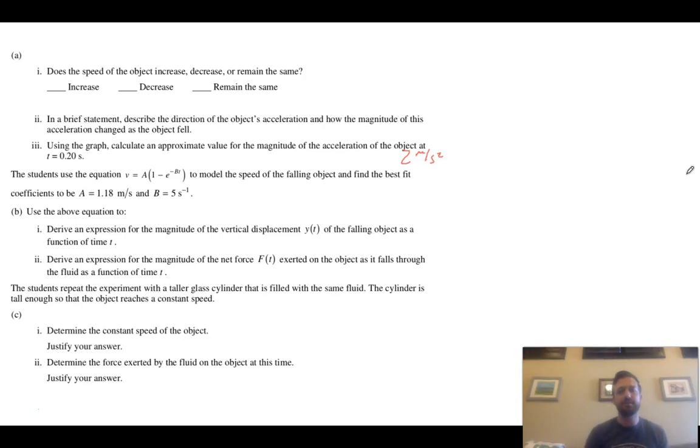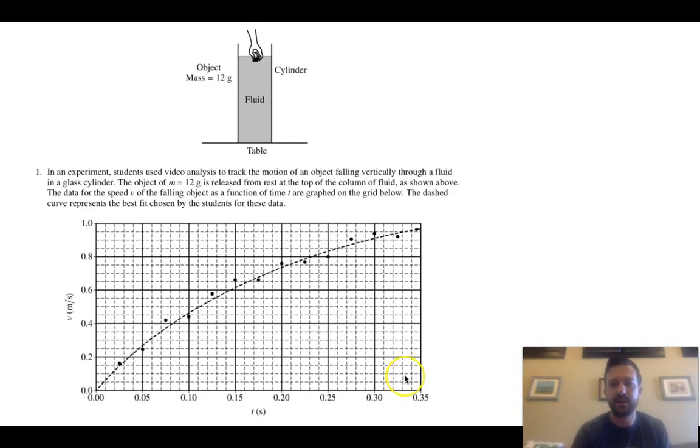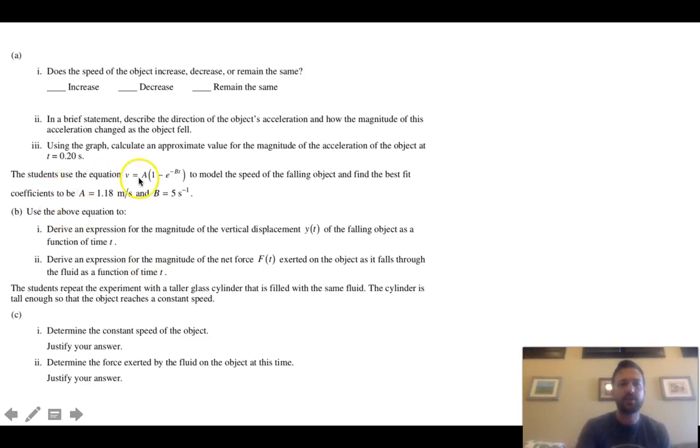Okay, let's go on to the next part here. It says the students use this equation to model the speed of the falling object and find the best fit coefficients to be, okay, so A is 1.18 and B is going to be 5. Use the above equation to derive an expression for the magnitude of the vertical displacement, y(t), of the falling object as a function of time.